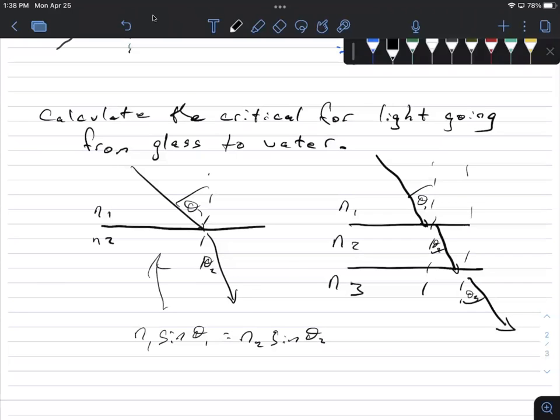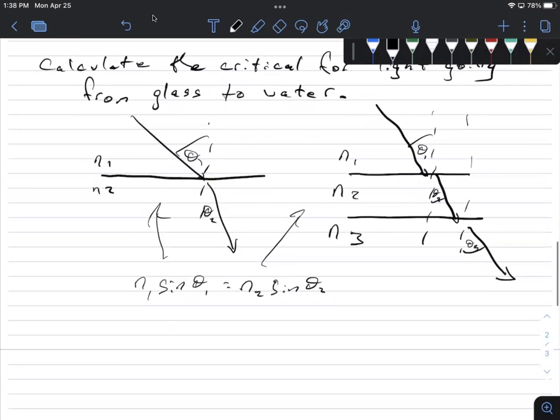That's for this, and that's for this. However, for the one on the right, because there's a third material, once you do this, you have to go from the second material to the third, because all you've done here is gone into the second material, but the light's still moving. So now you have another one: N2 sine theta 2 is N3 sine theta 3, because now the light has to get out of the second material and into the third.